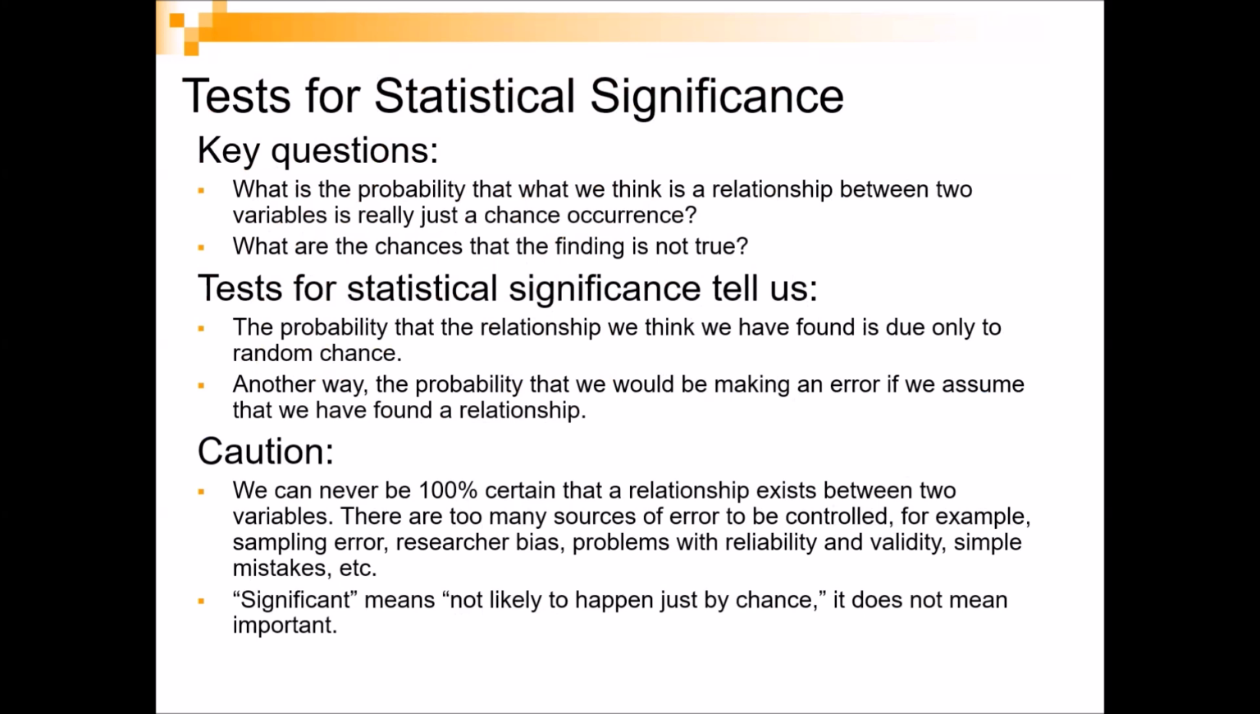Because the key questions in statistical significance are, what is the probability that we think the relationship between variables is just a chance occurrence? What are the chances that the findings are not true? And so what do our tests tell us? The probability that the statistical relationship we think is found is due only to random chance.